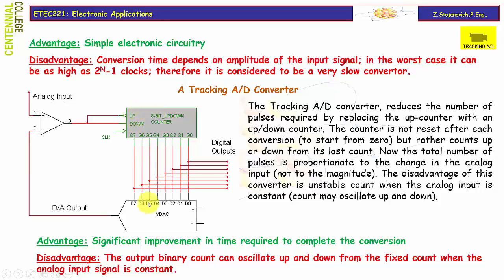As we are counting up, we increase the content of the DAC. The DAC output goes higher, and depending on whether the input signal is higher or lower than that, we will set the output to 0 or 1, which will define whether to count up or count down. So if we are exceeding the amplitude, of course we will enable counting down. Once again, the advantage is a significant improvement in the time required to complete the conversion, and the disadvantage is that the binary count can oscillate up and down from the fixed count when the analog signal is either constant or changes very, very slowly.